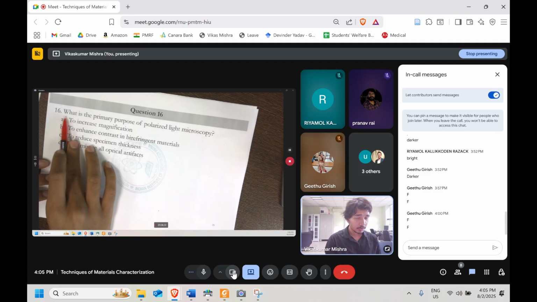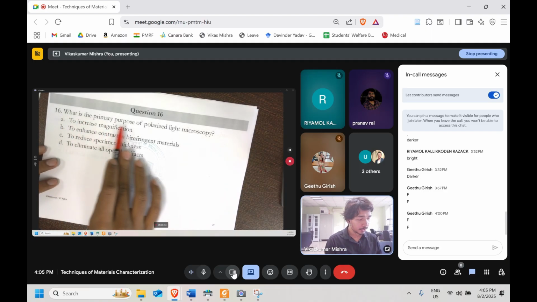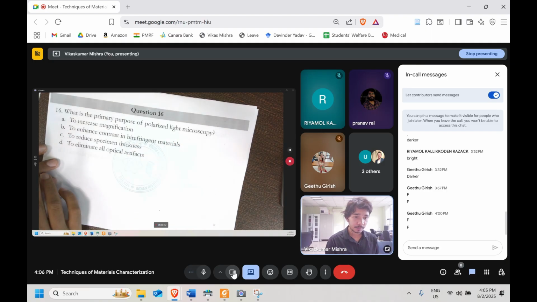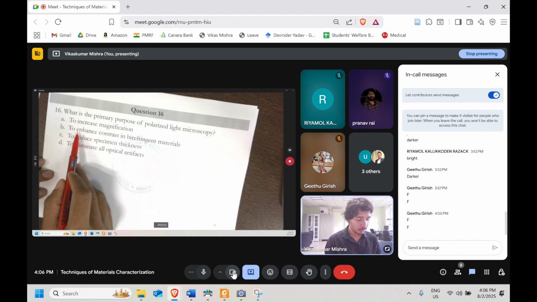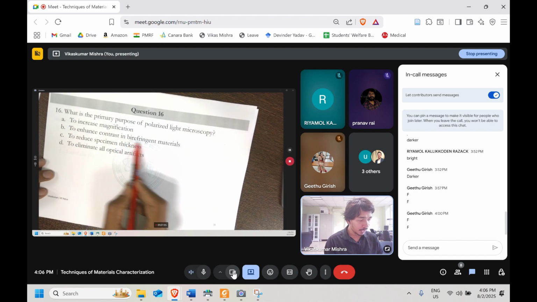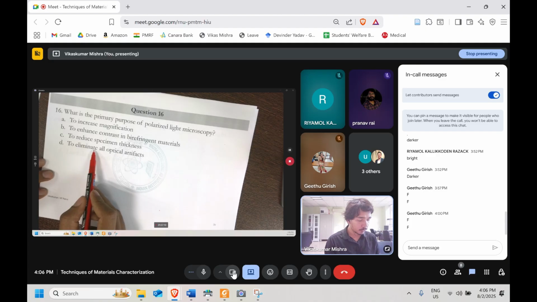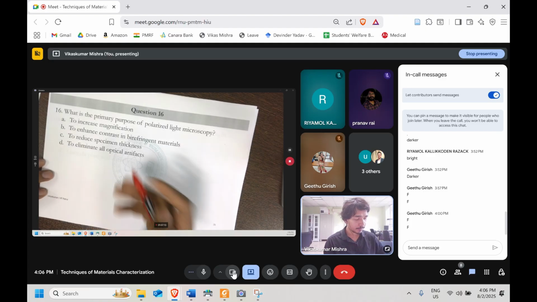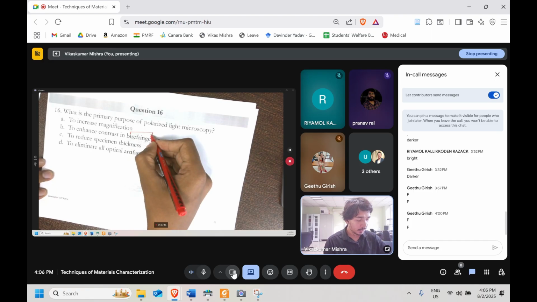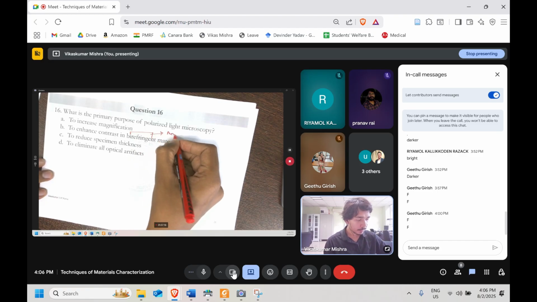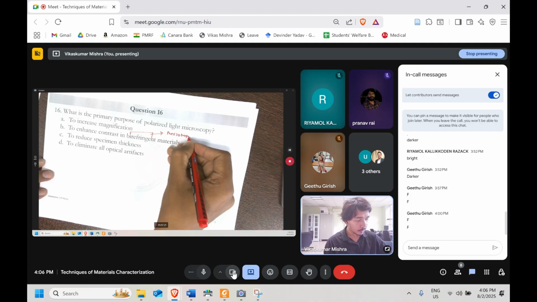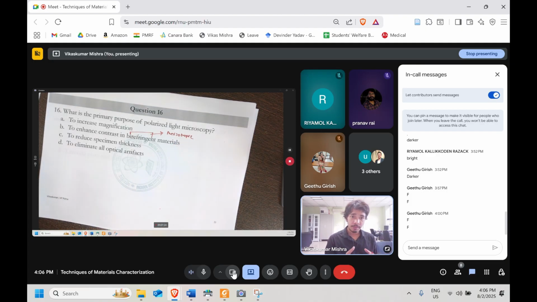Question number 16. What is the primary purpose of polarized light microscopy? To enhance the magnification, to enhance the contrast in the birefringent material, to reduce the specimen thickness, or to eliminate all optical artifacts? Birefringent materials are anisotropic materials. Anisotropic materials behave differently to the light when the light passes in different directions.